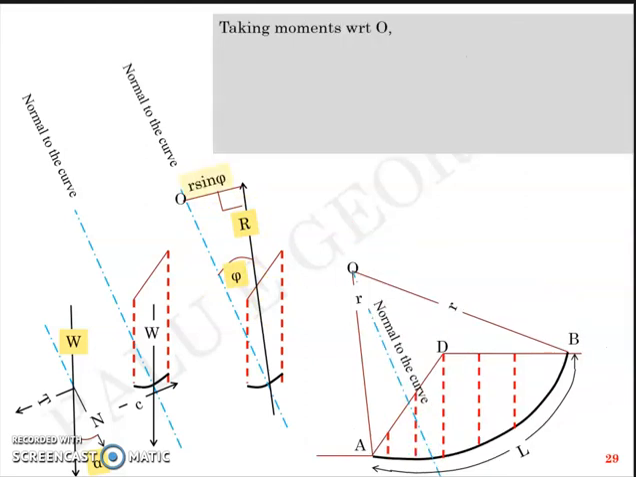Now I'm trying to take the moment with respect to O. Let's try to understand it again. The moment which causes a failure will be the component of weight, and the moment which tries to keep the slope in safety will be the cohesion and the friction. So the moment causing failure, MO, will be equal to T into R. T is the component of the weight in the direction tangential to the curve. So I can have T into R as the moment causing the failure.